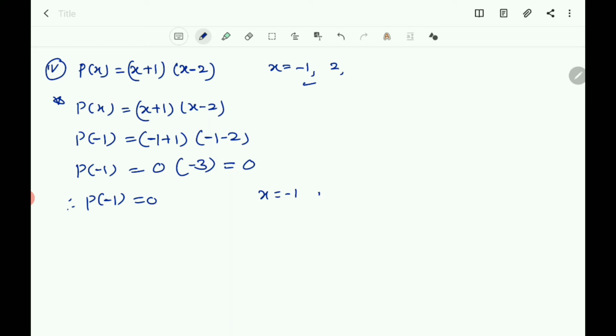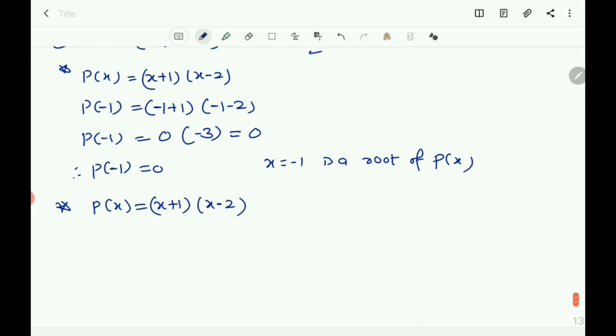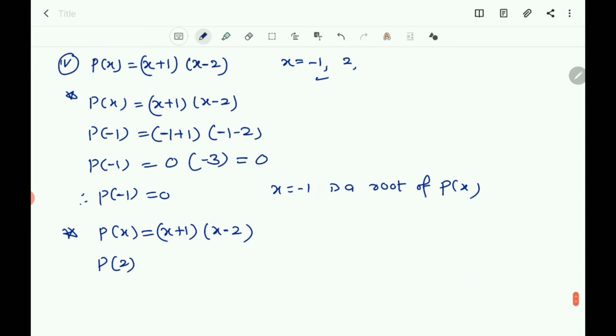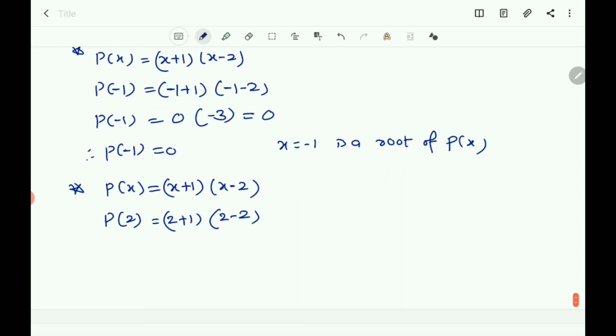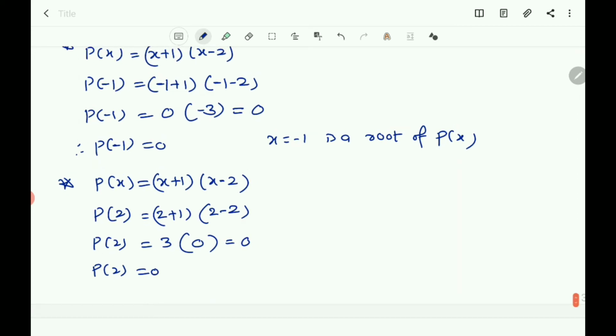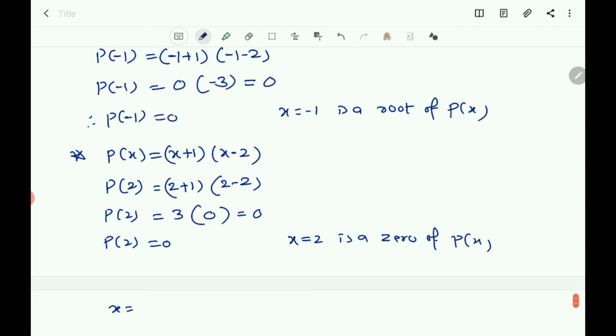So x equals minus 1 is a root of P of x. Then you take the next value, that is x equals 2. Again you write P of x is equal to x plus 1 into x minus 2. Then P of 2 is equal to 2 plus 1 into 2 minus 2. In the place of x you write 2. So P of 2 is 2 plus 1, which is 3, into 2 minus 2, which is 0. 3 into 0 is 0. So P of 2 is 0. Again you can say x equals 2 is a zero of P of x. Therefore x equals minus 1 and 2 are zeros of P of x.